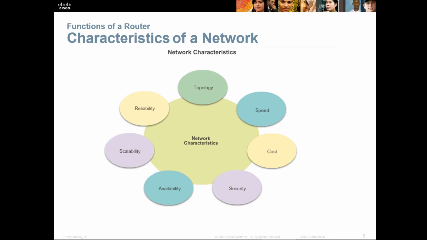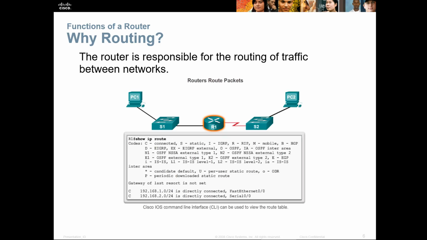Okay, so once we go past those characteristics, why routing? The router's primary responsibility is for routing traffic between networks. A better definition of that is path selection between multiple networks. You can do this several different ways. Here we have an output for a show IP route. This will be done on a router, and you will have codes for how the routes are learned.